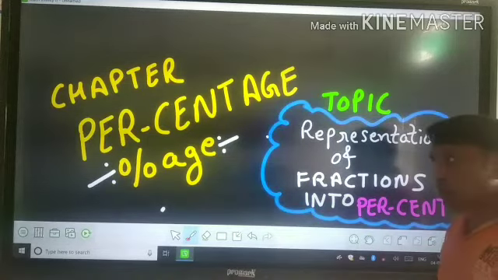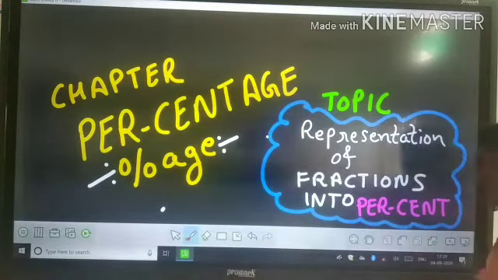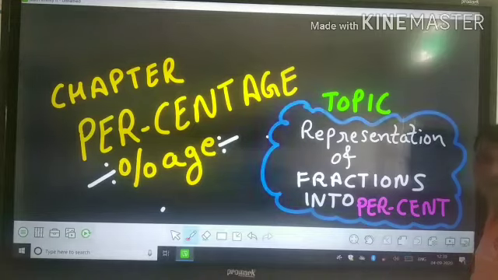So student, let us start with the topic how to convert fraction into percent.